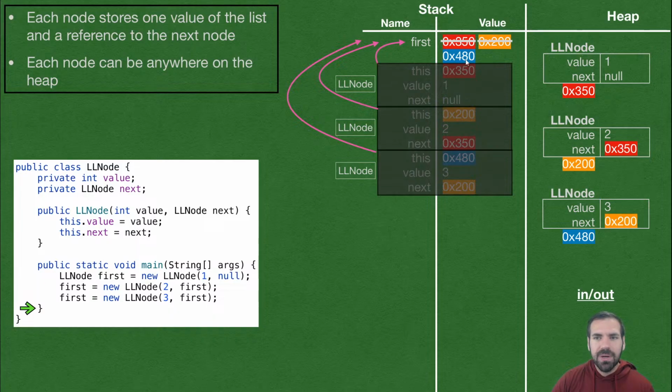Doesn't matter what this number is. It just means go over to the heap and find your object 480. That has the value 3. Its next is 200. Oh, I said 480. 480. I like being proper on that. 200, value 2. Next is 350 right here.